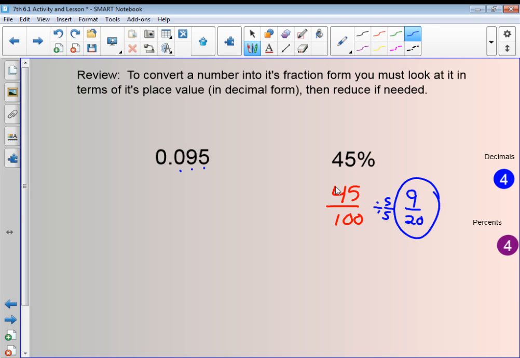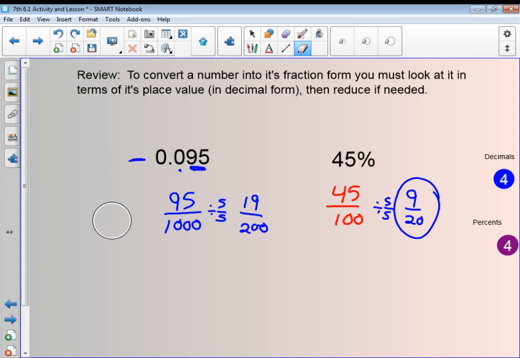I have 1, 2, 3 numbers, so it's 95 over a 1 with 3 zeros. The way that you would read that, I know some of you are comfortable with reading from its decimal form, 95 hundredths. Some of you aren't. The other method is to write the non-zero numbers and then put it over the number of places that are behind that decimal. That's how many zeros you have in your bottom number. Now I'm noticing 5 would go into each of these. So if I divide by 5 over 5, it becomes 19 over 200. So 19 200ths.